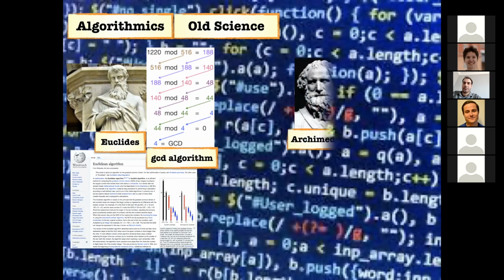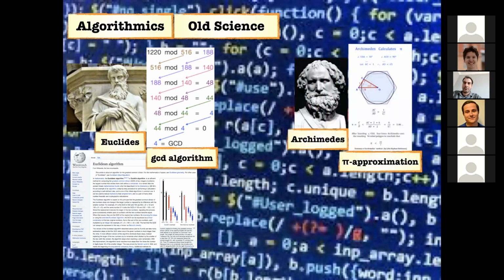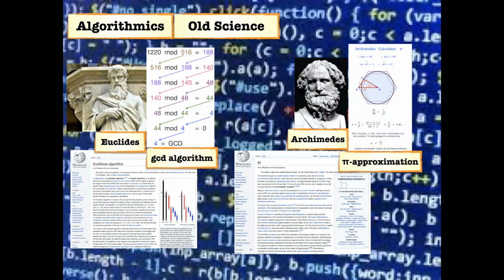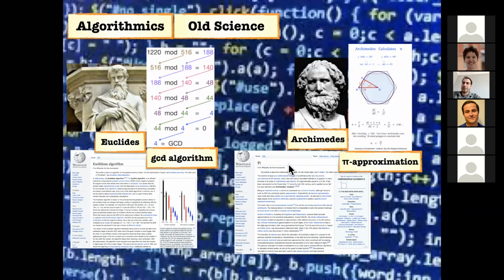The classical algorithm to approximate the pi constant was invented by Archimedes. So these are quite impressive and elegant algorithms that were invented many, many years ago. So algorithms are not something new. Here you can find a description of this approximation algorithm for pi, which is quite old.